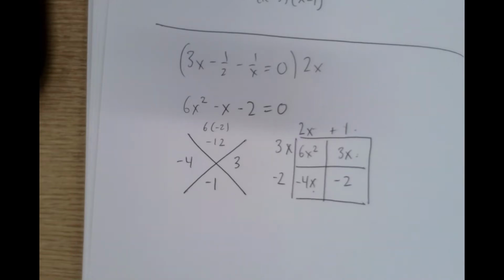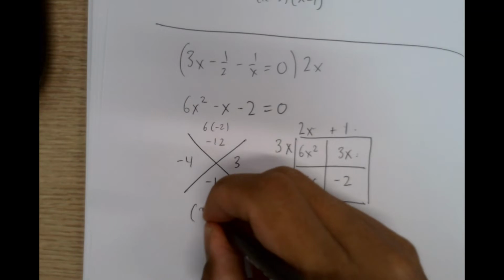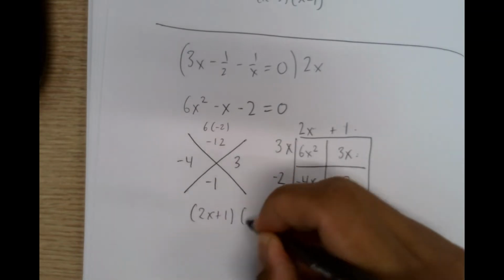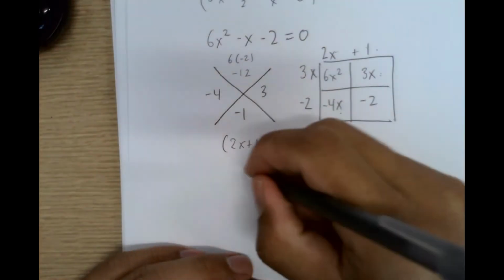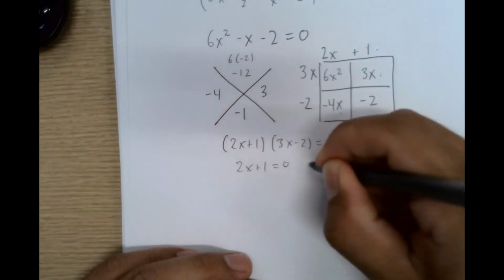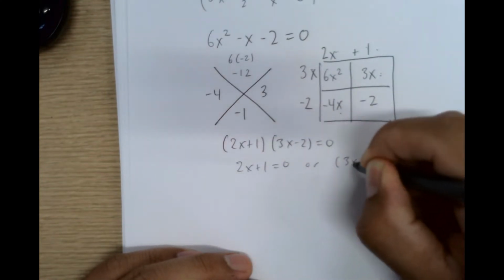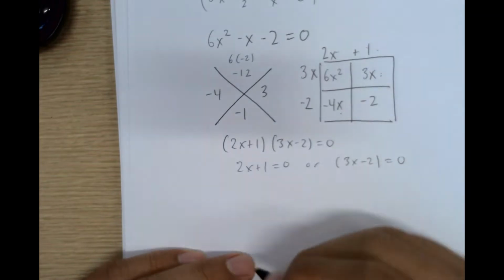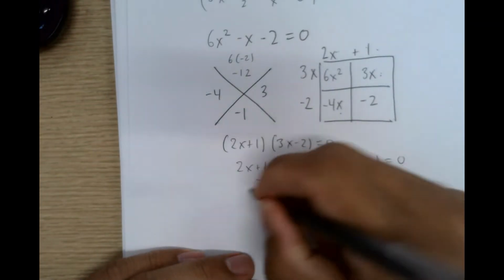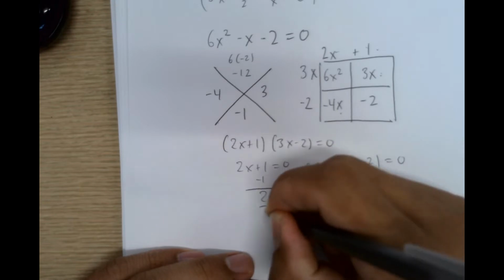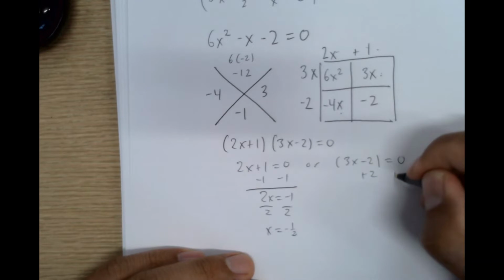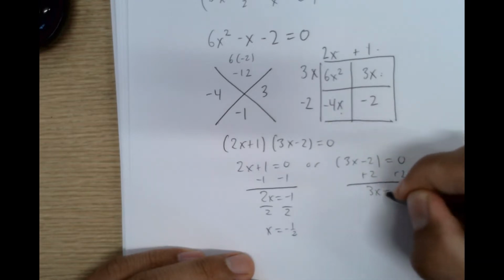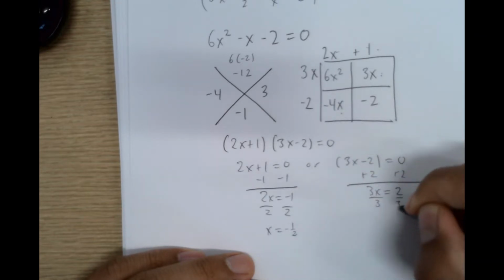So now that I have the factors, I can factor: 2x plus 1 times 3x minus 2 is equal to 0. And then I do 2x plus 1 equals 0, or 3x minus 2 equals 0. I'm going to do minus 1, so 2x equals negative 1, divided by 2, x equals negative 1/2. Plus 2, 3x is equal to 2, divided by 3 on both sides, x equals 2/3.